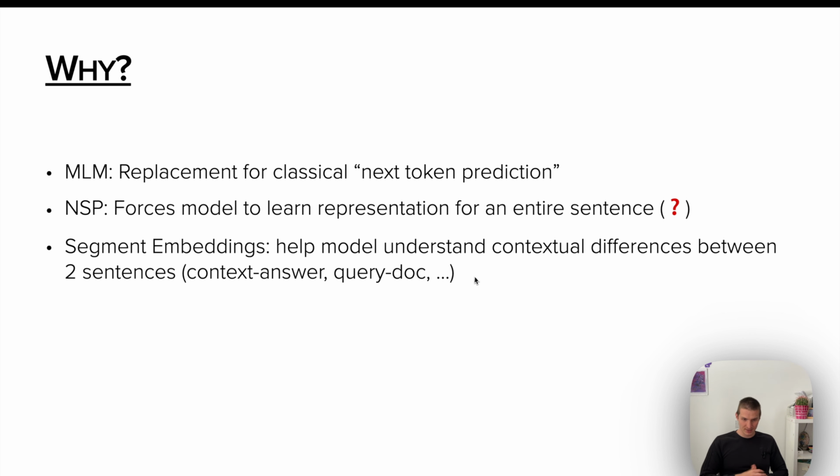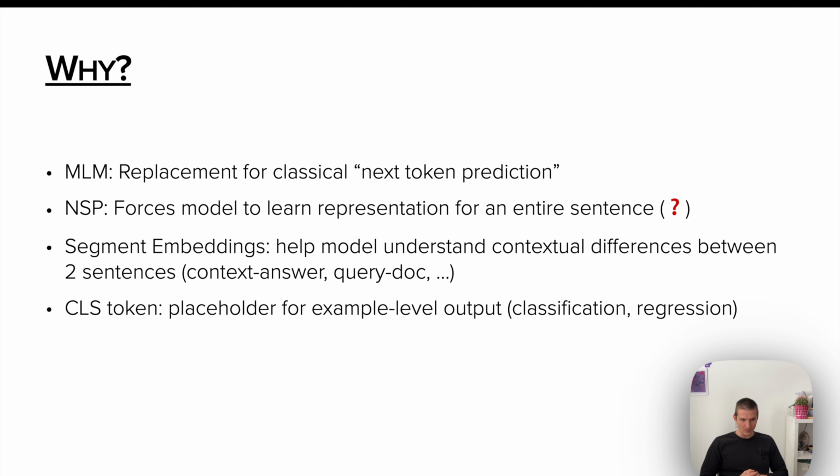We have segment embeddings, which basically help the model to understand contextual differences between two sentences, in cases when we solve question answering problems, where we have a text and a question, and we want to answer that question using information from the text. So you'd have these two different texts, the text itself and the question, or search, when you have a query and a document, and so on. In all of these, it's useful to have segment embeddings to help the model distinguish between these types of texts.